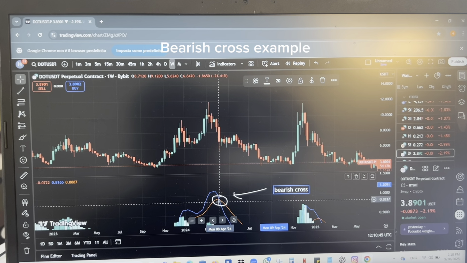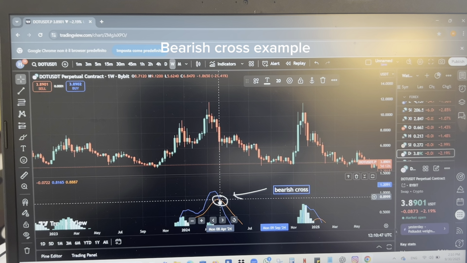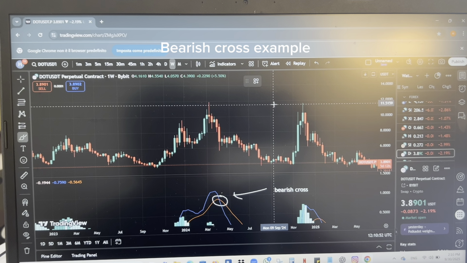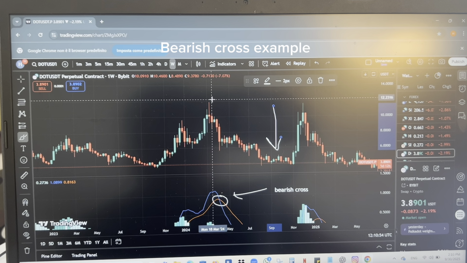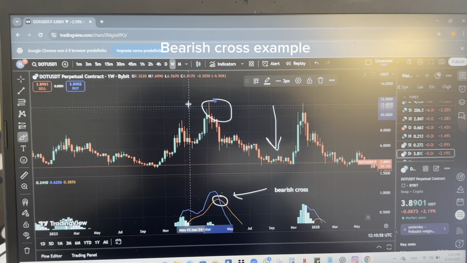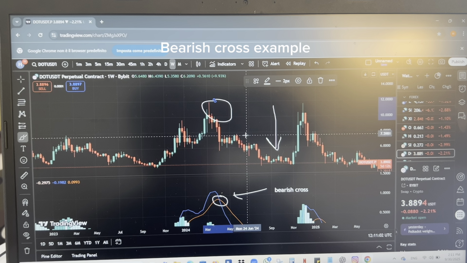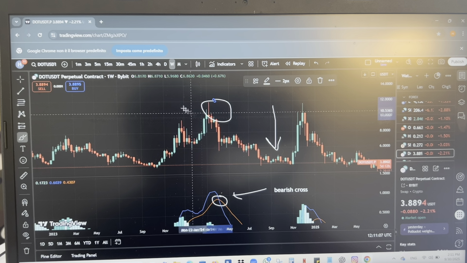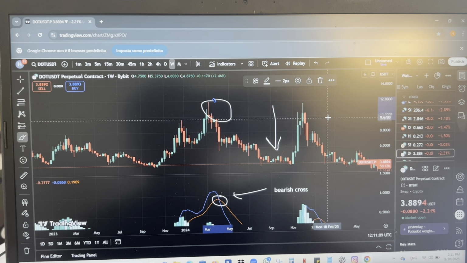because this signal is given from this cross itself. The market has gone down. It has gone down from this point. So right now, as you guys can see, we are in the weekly time frame. Just like I said before, the higher the time frame, the stronger the signal. So this is a good and a strong signal.